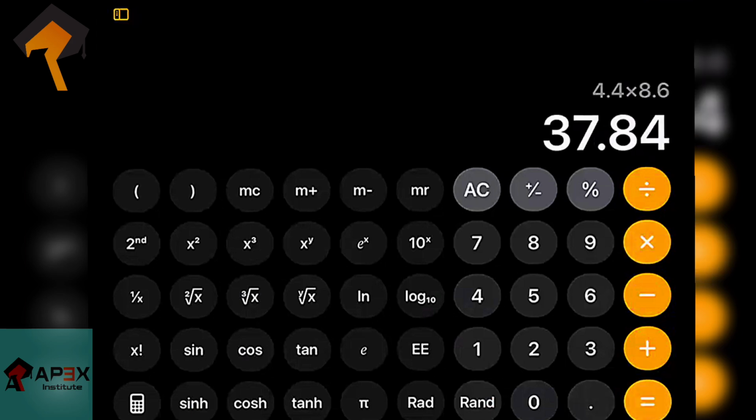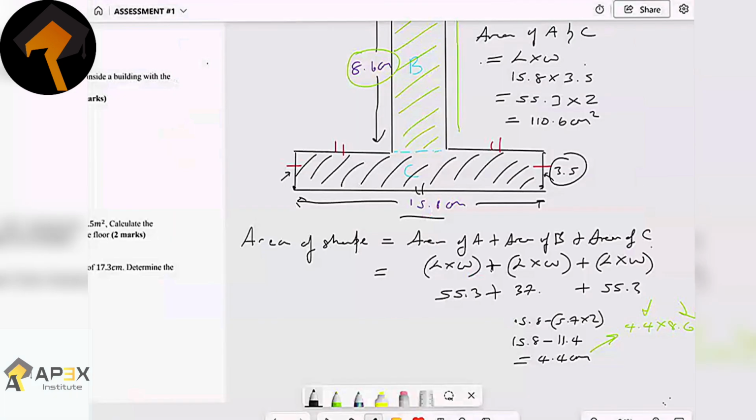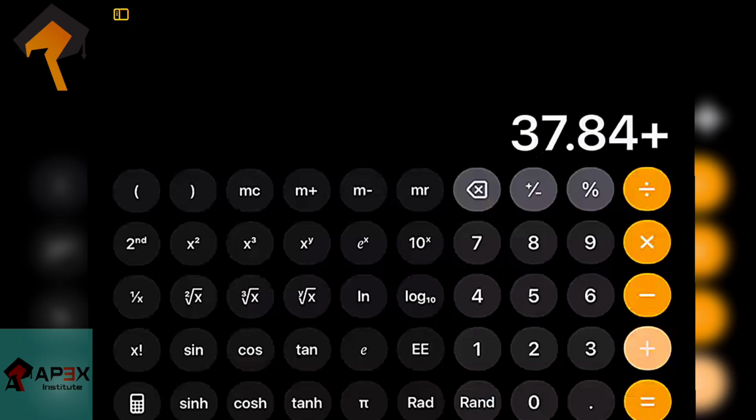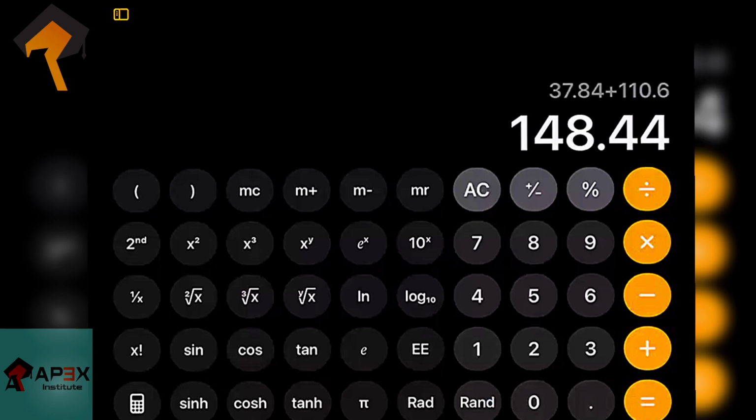So we drop that right in, 37.84, which essentially I'm just going to add to here. It doesn't matter how you work it out. If you add all three of these, you're going to get the full area, and it's going to be equal to this as well. So 110.6 plus 37.84, we add both of them together, we get 148.44.